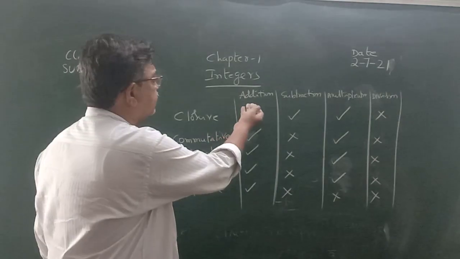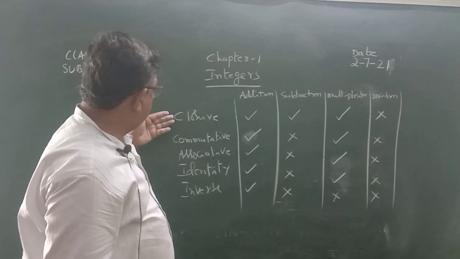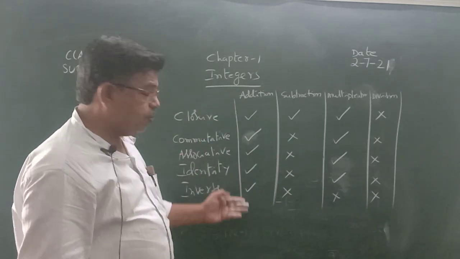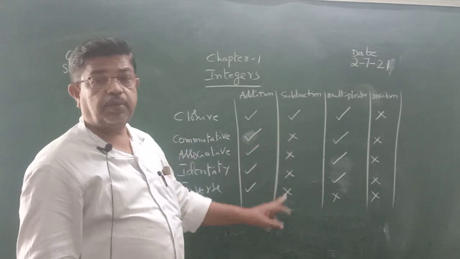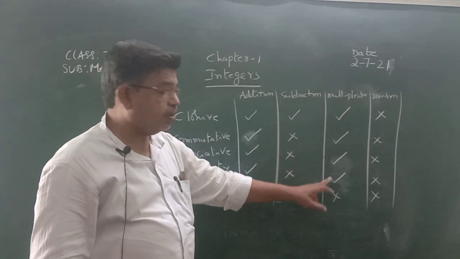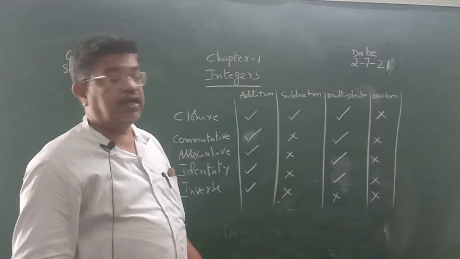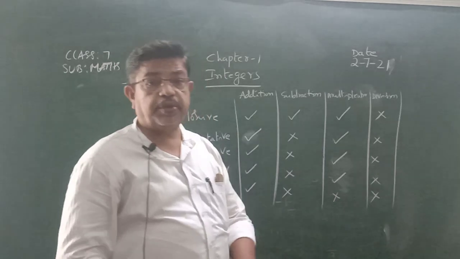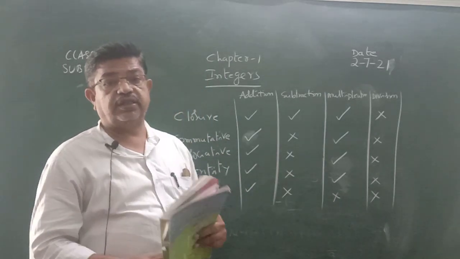So, what are the properties? Addition, subtraction, multiplication and division. Under addition, we check whether integers are closure, commutative, associative, identity and inverse or not. All properties are present. Under subtraction, only closure property is present, the other properties are not present. Under multiplication, closure, commutative, associative and identity are present, but inverse property is not present for integers. Under division, closure, commutative, associative, identity and inverse properties are not present for integers. This is the main idea about integers.